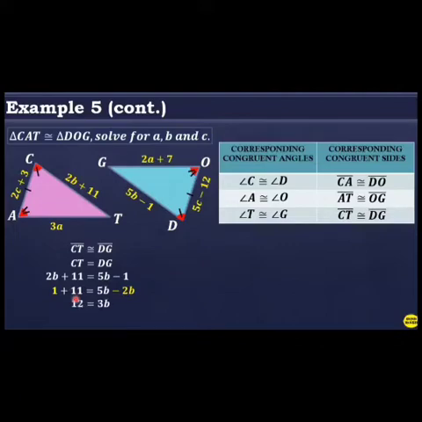So, we will have 12 is equal to 5 minus 2, that is 3B. Divide both sides by 3. 12 divided by 3 is 4. So, B is equal to 4.